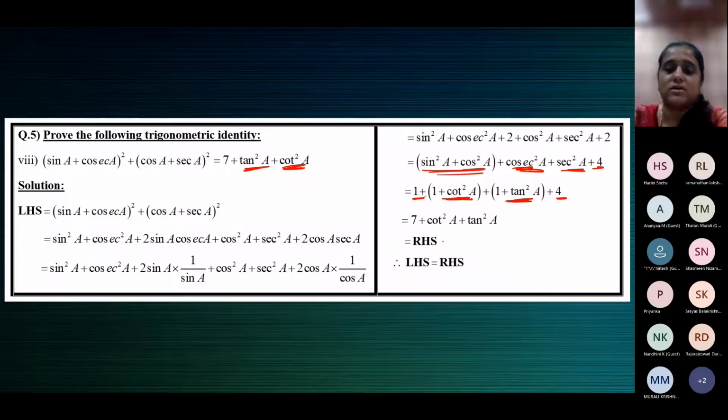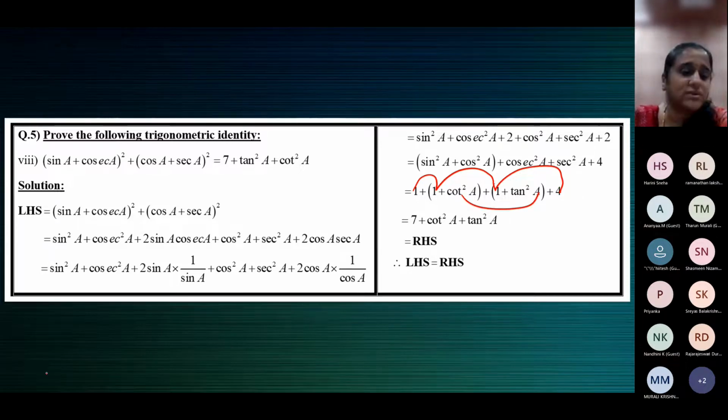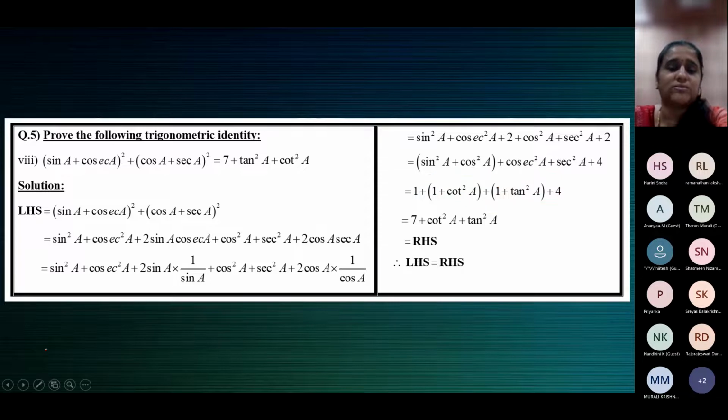Now you can see 1 plus 1, 2. 2 plus 1, 3. 3 plus 4, 7. Plus cot square A plus tan square A. That's how it will happen when you open up the bracket. 1 plus 1, 2, 3. 3 plus 4, 7. Cot square A, tan square A is equal to the RHS. Hence proved. Very simple and important.